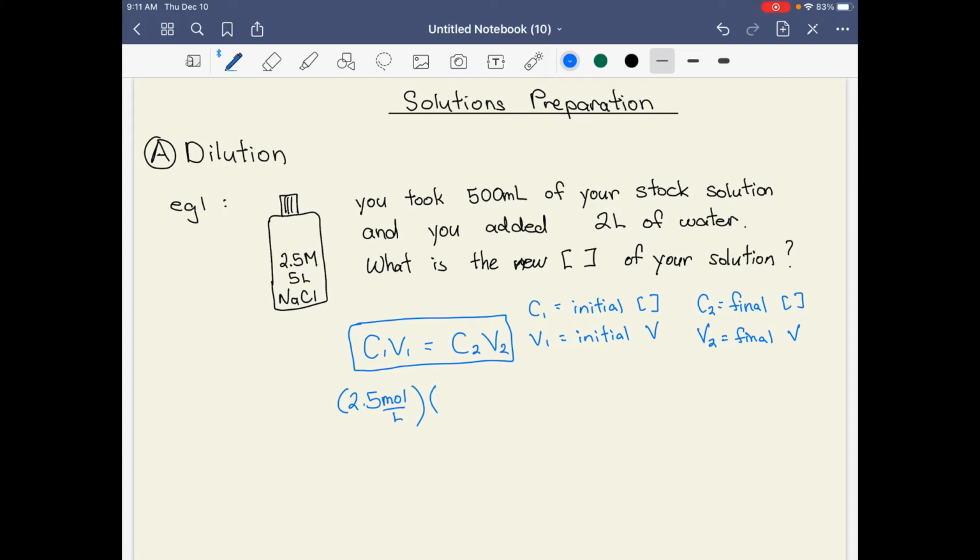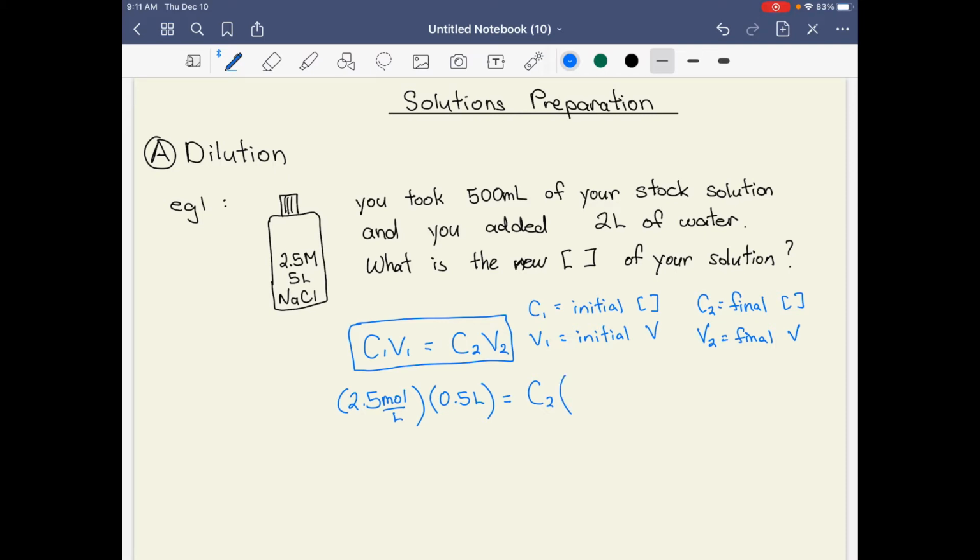Now, be careful here. You don't want to put 500 milliliters as volume 1 because concentration is in moles per liter, which means the volume unit here is liter. So most likely you might want to change this to liter as well. And that's something very easy to do. You guys can easily do that. Okay, that will equal C2, which is what you want to find, times V2.